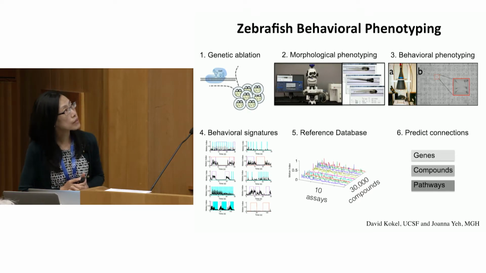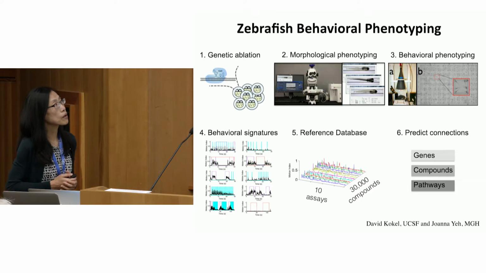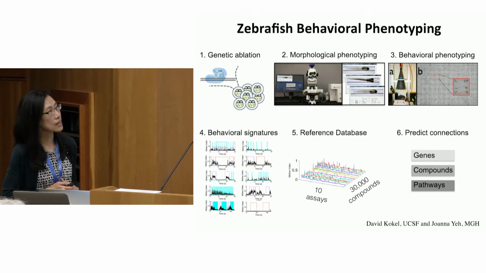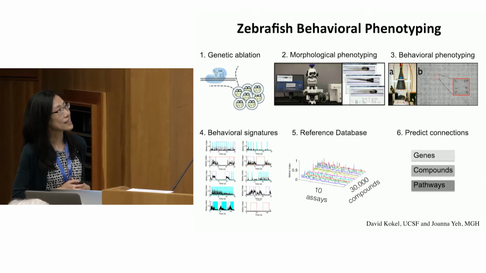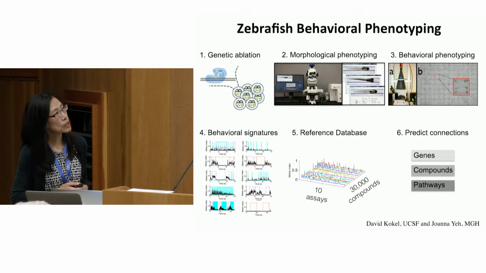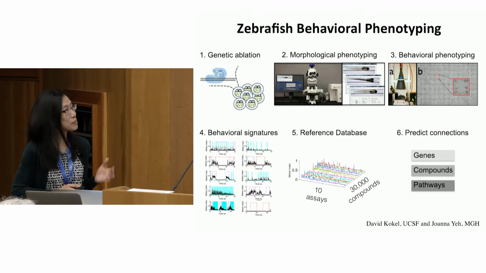So what we are doing right now is that we did this large-scale CRISPR knockdowns in zebrafish embryos. And then we can look directly in the injected fish at whether they exhibit a morphological phenotype, and then run them through this behavioral phenotyping assay. We obtain their behavioral signature if they have any phenotype.